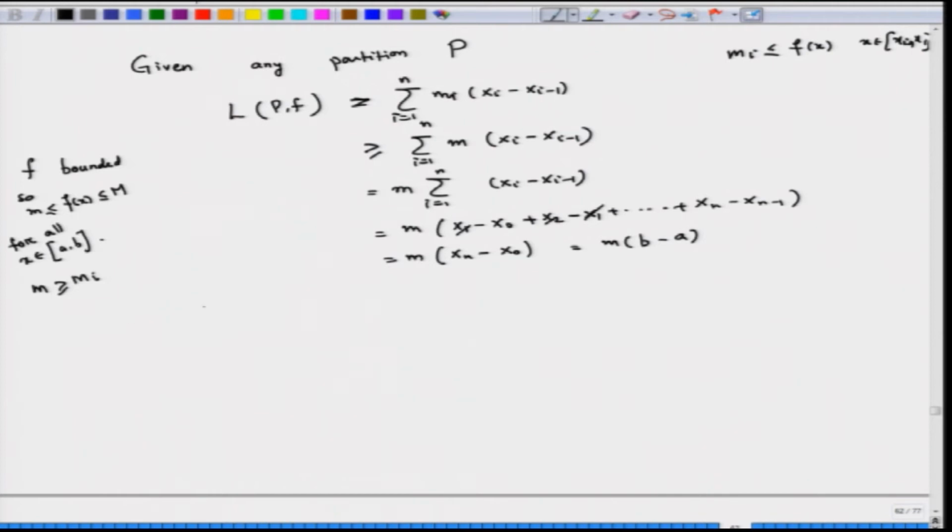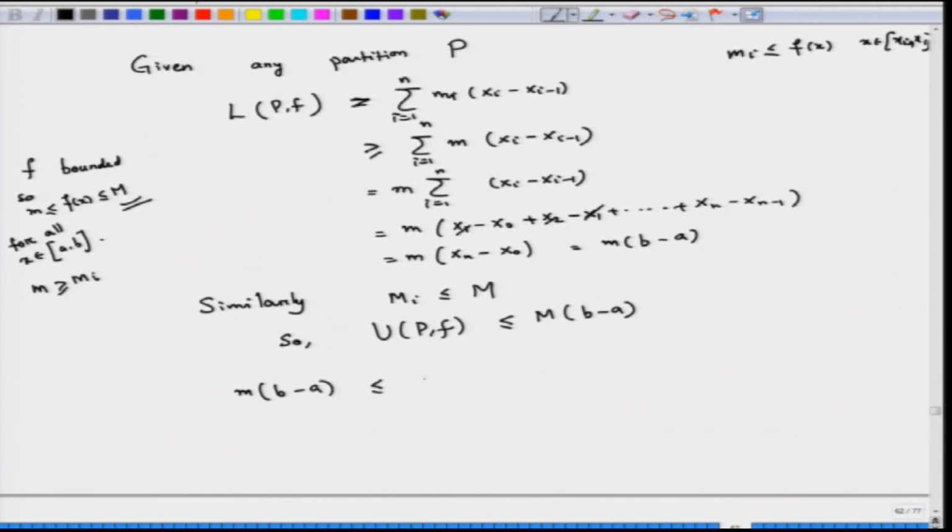Similarly, each M_i is less than or equal to this M. So, you can get that U(P, f) is less than or equal to M times (b minus a). So, what do we get? We get m(b minus a) is less than or equal to L(P, f).